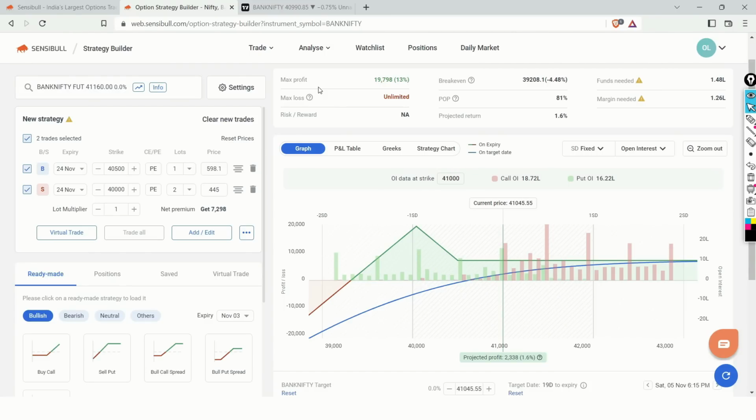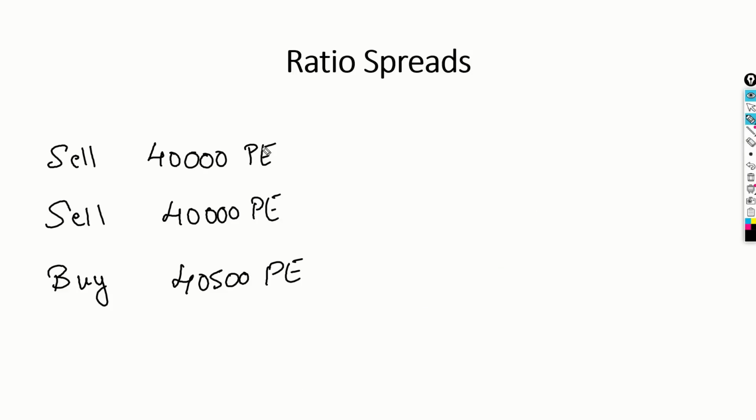So before we understand how to adjust this trade, first let us look at the position. So what are the positions that we have? We have 40,000 PE, 2 quantity shorted, and 4,500 PE, 1 quantity bought. So let us just make a note of it. So this is essentially the position how we have created the ratio spread.